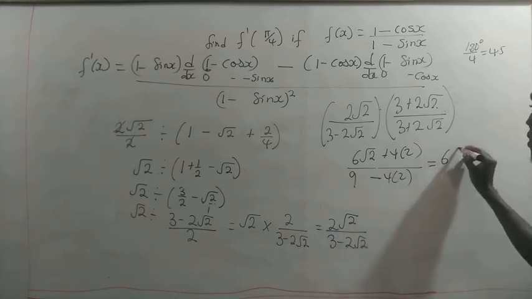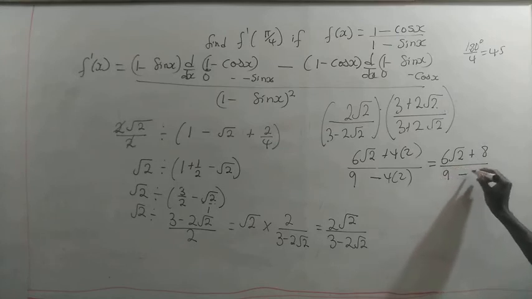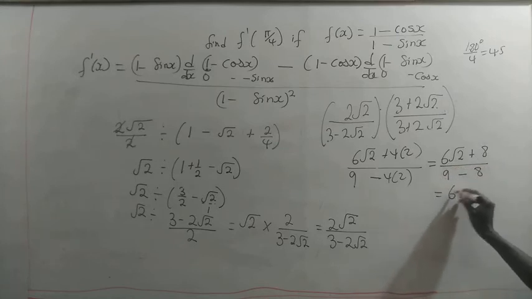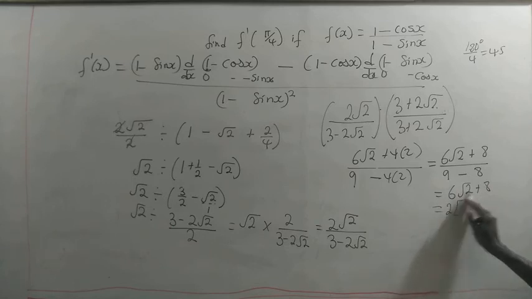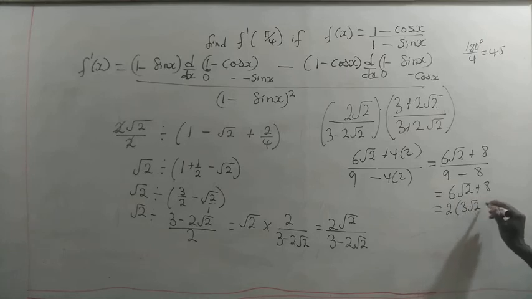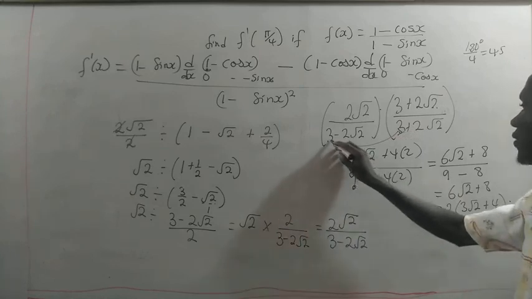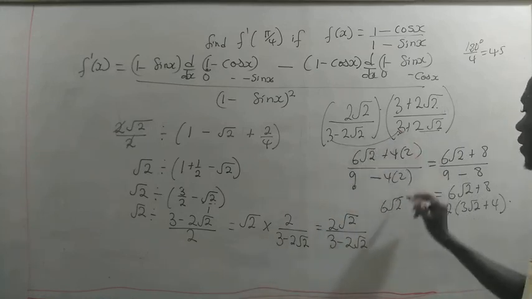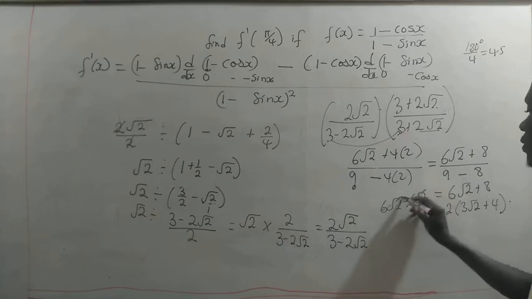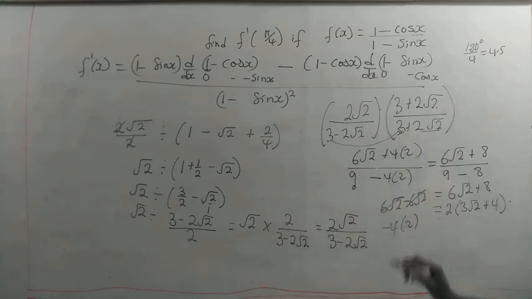So this will give us 6 root 2 plus 8 divided by 9 minus 8. And that is 6 root 2 plus 8. And that is 2 into 3 root 2 plus 4. Very simple. You can cross check this and see. 3 times 3 will give you 9. Then 3 times this will give you 6 root 2. This times that will have minus 6 root 2. So you say that this will cancel that. Minus 2 times this will give us minus 4. Root 2 times root 2 will give us 2. So that is what we've done there.